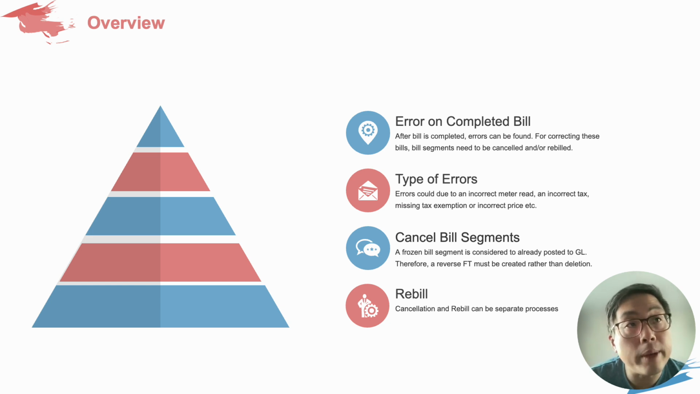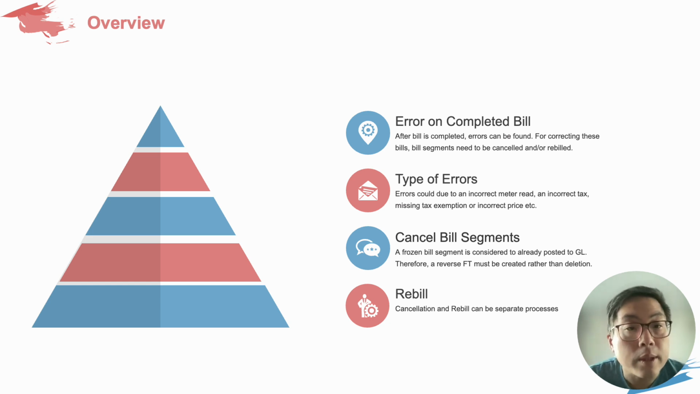And we also went through the bill and bill segment in terms of how the life cycle works and what the configuration points are. And I think we have gone through in detail how the bill completion actually works and what events are going to happen. So today what we're going to talk about is, once a bill is completed and we find something going wrong, what can we do?